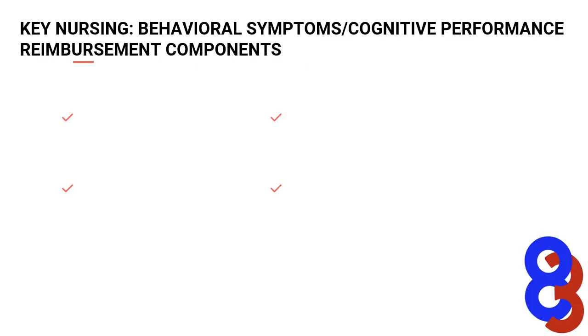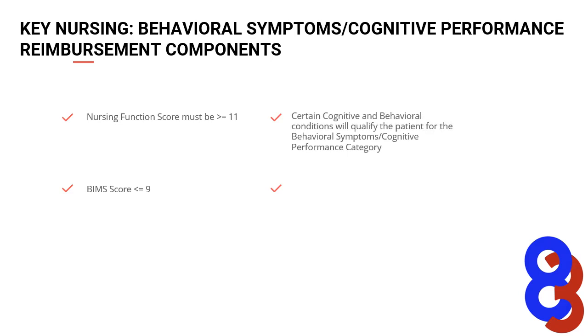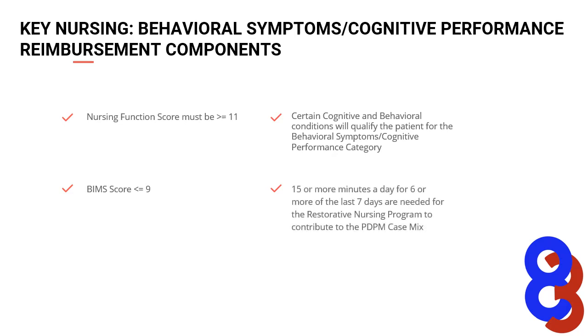Key behavioral symptoms, cognitive performance, reimbursement components. The nursing function score must be greater than or equal to 11. The BIMS score must be less than or equal to 9. Certain cognitive and behavioral conditions will qualify the patient for the Behavioral Symptoms Cognitive Performance category. 15 or more minutes a day for 6 or more of the last 7 days are needed for the restorative nursing program to contribute to the PDPM case mix.